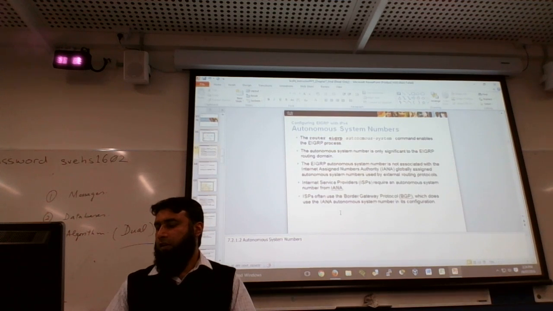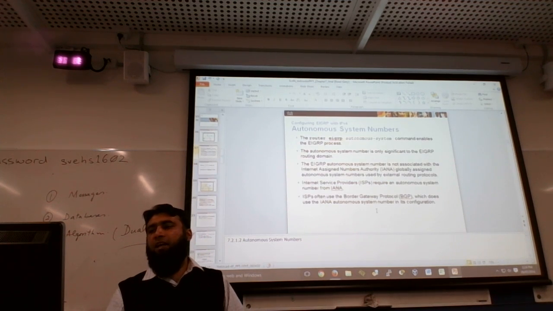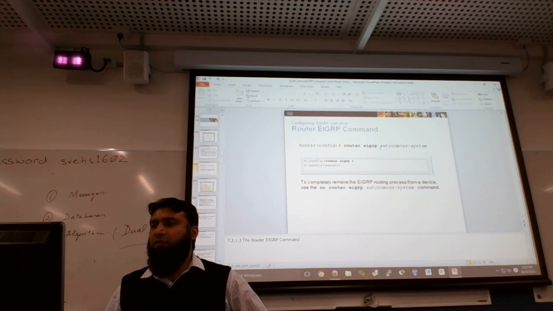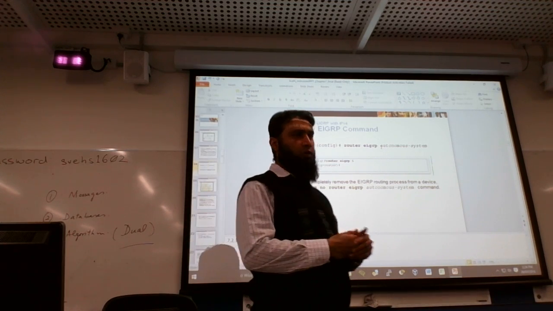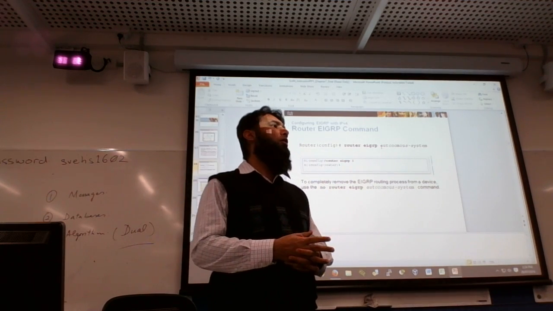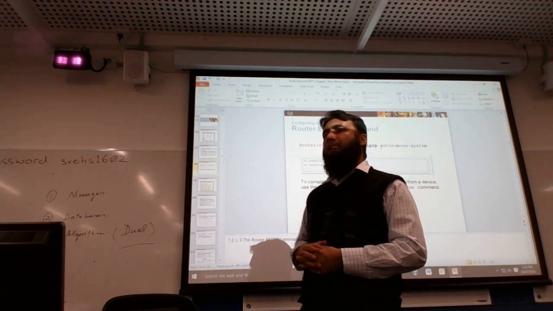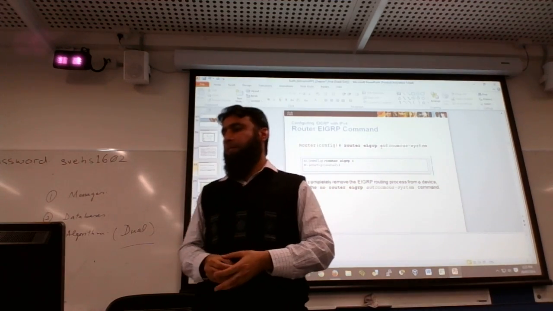Okay, and how we do the configuration, we start with the command router EIGRP. That command will enable the EIGRP process on each router. And then after that we use a number which is called autonomous system number. This number is of local significance. This number should be the same on all routers on which we want to enable EIGRP, and it should be the same in one routing domain.